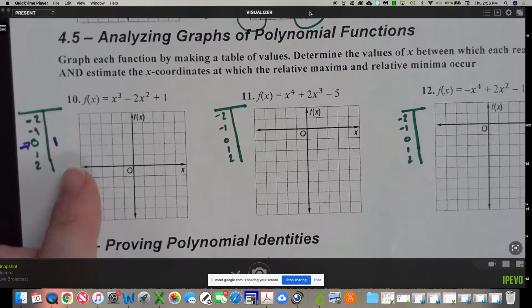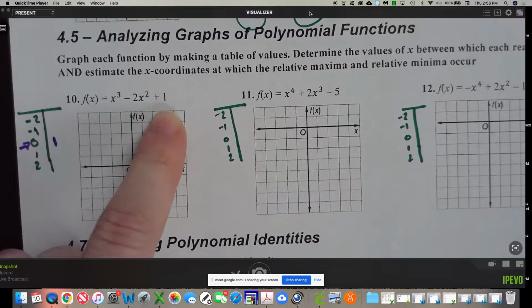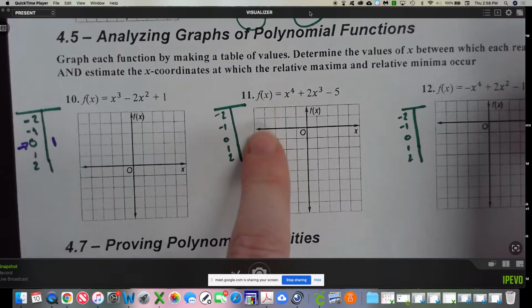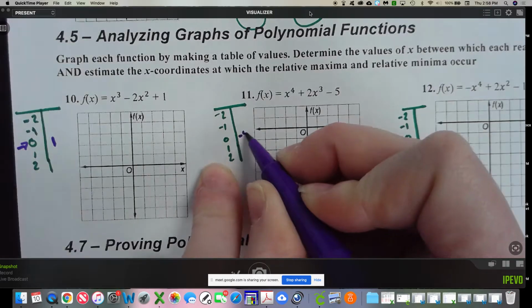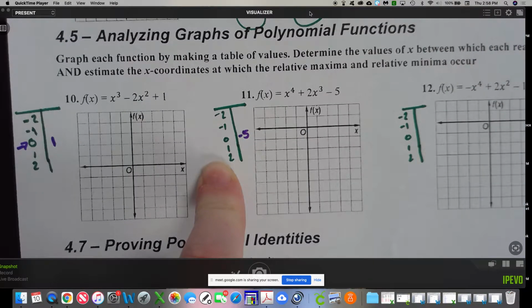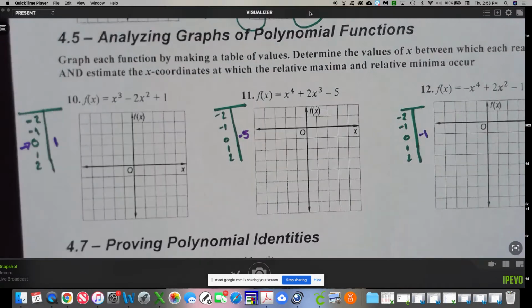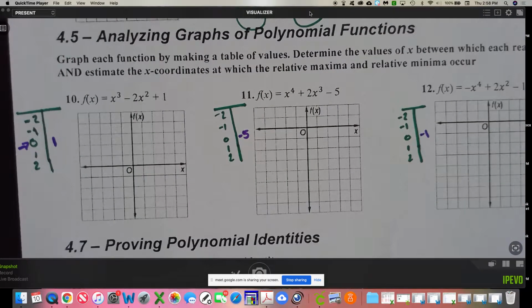If you plug 0 into number 11, what do you get? -5. Okay. If I plug 0 into number 12, what do you get? -1. Do you see where those numbers are? Okay. All right. So we can go ahead and do those in our head, right? All right. Now we got to do the ugly stuff, and we got to actually plug stuff in.